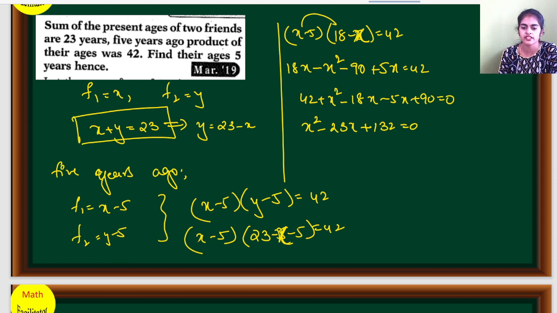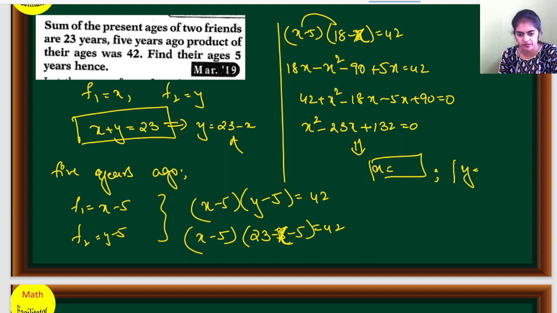Now solving this, you will get your X value. X is nothing but, what is X here in this case? The age of the first friend. Okay, so solving this, you will get X value, and again substituting X here in this equation, you will get Y value. Is it clear? Listen to my explanation, otherwise you will not be able to do it.